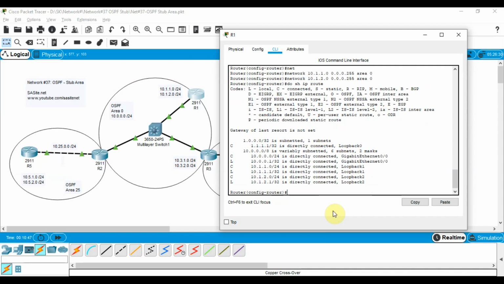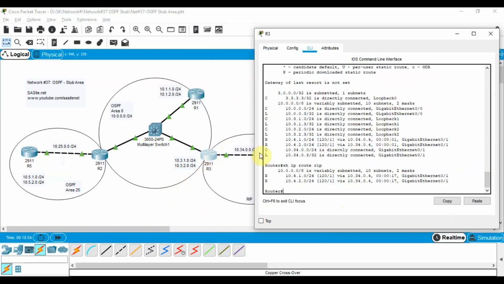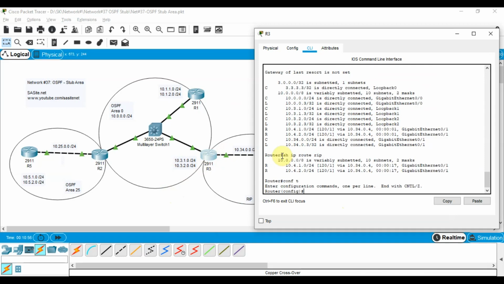But we don't have anything yet. No one is in OSPF routing, so we only have the connected routes. Let's go to our other routers, just behind the corner, before we focus on a stub and totally stubby area and show you what's the difference.